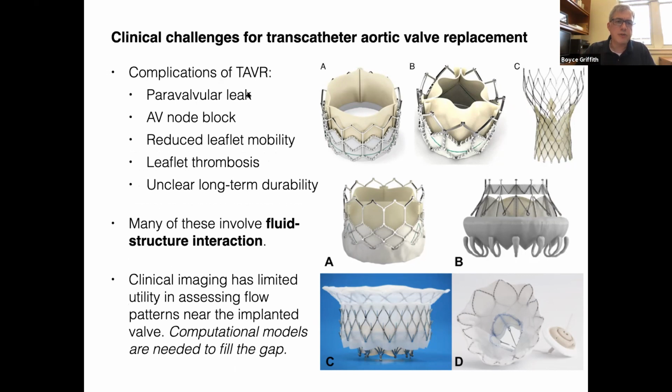Some complications with TAVR include paravalvular leak. When you deploy the valve, you can potentially push on the AV node. This can result in AV node block. There's a phenomenon called reduced leaflet mobility that may be related to leaflet thrombosis. It's not so clear how durable these devices are. They haven't been implanted for all that long. A lot of the complications and challenges involve fluid structure interaction. Computational models, I think, are very important here, insofar as fluid structure interaction is important for the performance of these kinds of devices, because it's very difficult to clinically image the flow fields around these valves.